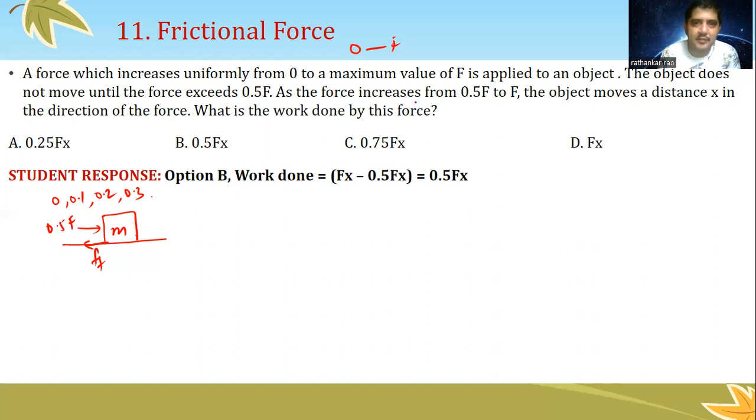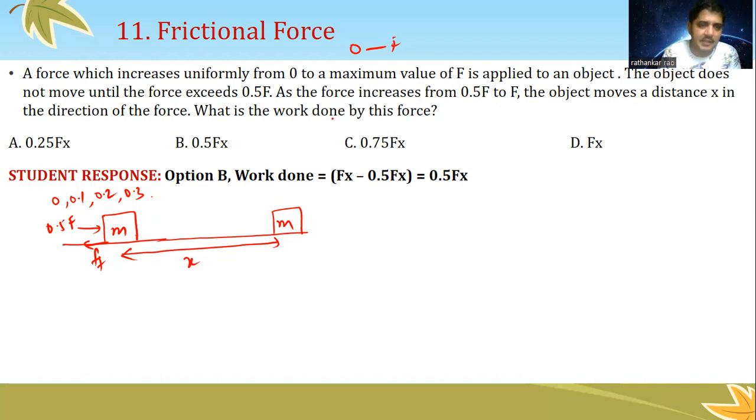Now, as the force increases from 0.5 F to F, when this object started moving, I was so happy and I started to push it much more. The force is now increasing. The object moves a distance x. When I keep on increasing the force, the object keeps on moving and it has reached this point. Let us say the distance between these two points is x. I hope you have understood the problem.